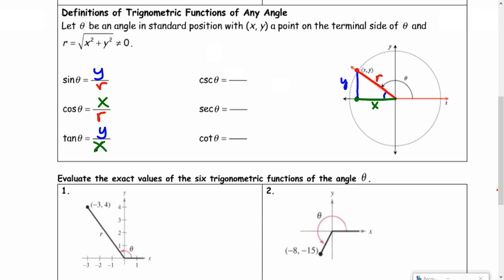Okay, so the tangent is y over x. Those were the SOHCAHTOA, the three primary trig functions. Then we had three more trig functions that some of you may have seen, but some of you haven't. This one, CSC, that's the cosecant. And the cosecant flips the sine. So if the sine was y over r, then the cosecant is r over y.